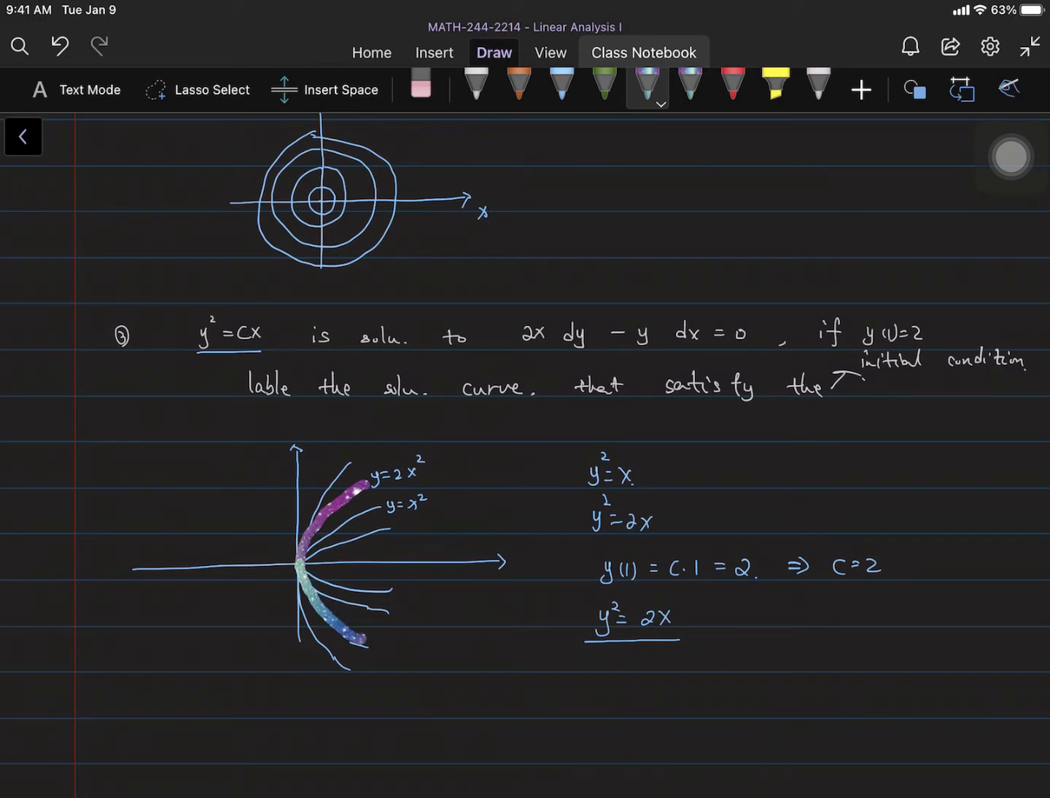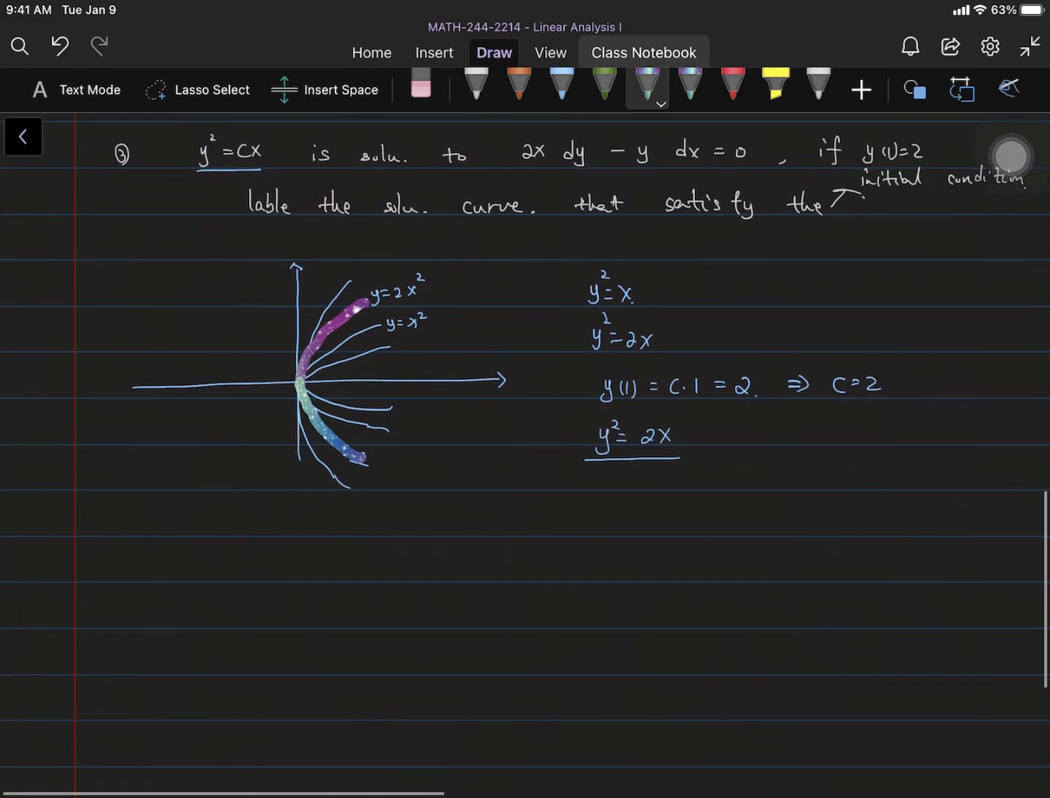Okay, specific solution curve. That's the definition and the example. Next, we have a definition. It's called the slope field. So a lot of definitions in those two sections. Slope field.